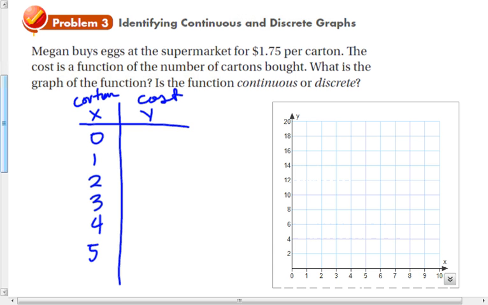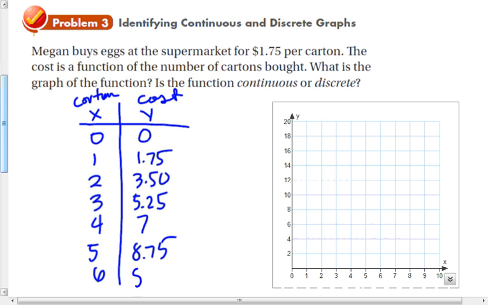And then our cost is $1.75 for one carton. So 0 times 175, 1 times 175, 2 times 175, 3 times 175, and so on. We can just add 175 each time. And I'll do one more. That would be 950. All right. And actually, that last one should be 10, shouldn't it?